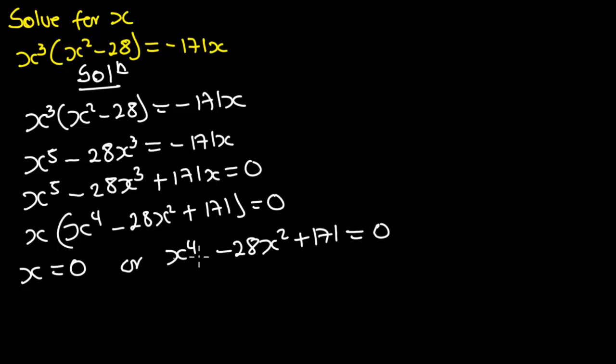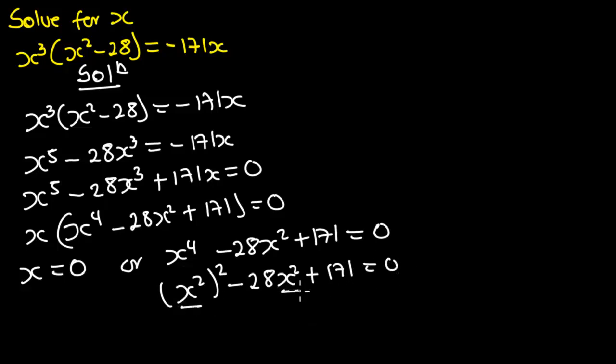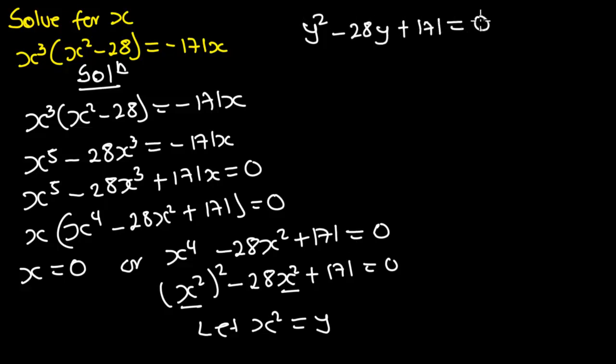Now from here I'm going to rewrite x to the power 4 as x squared all exponent 2 minus 28 x squared plus 171 is equal to 0. Now from here I have x squared in common, so I'm going to replace that with a variable. So I'm going to let x squared to be equal to y. And so from the equation I'm going to have y squared minus 28y plus 171 is equal to 0.